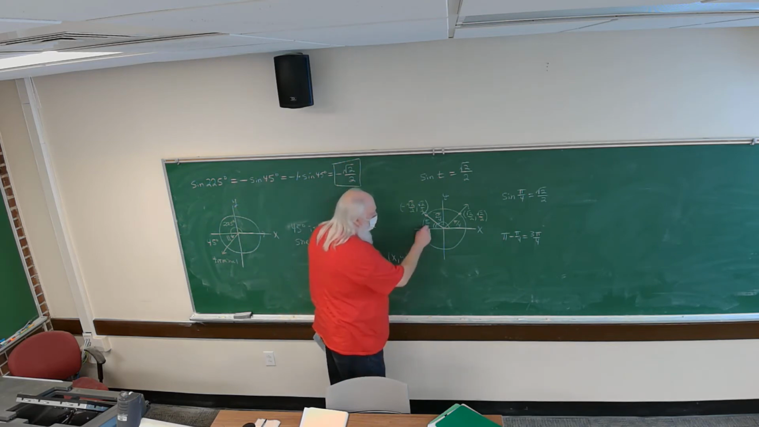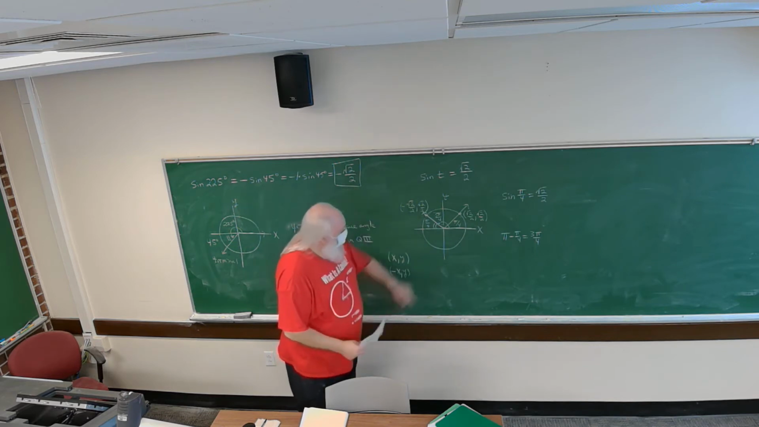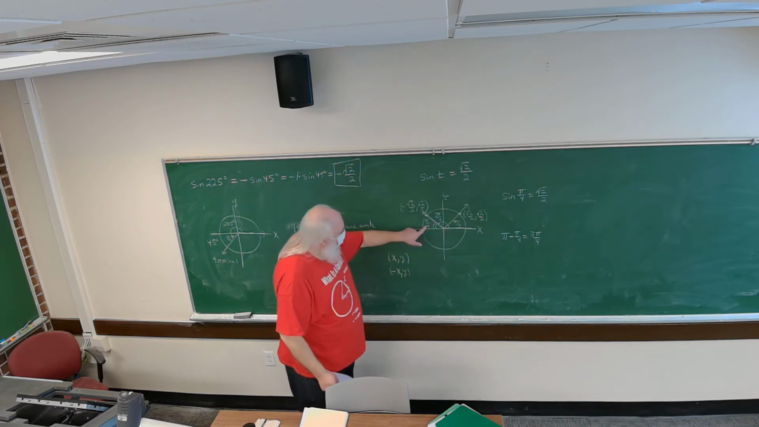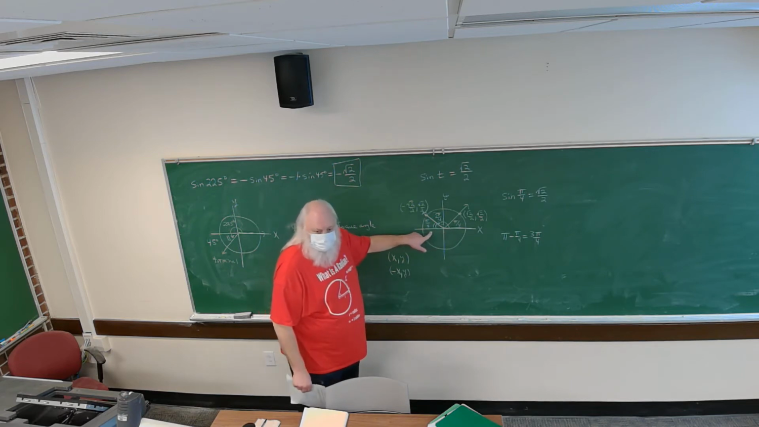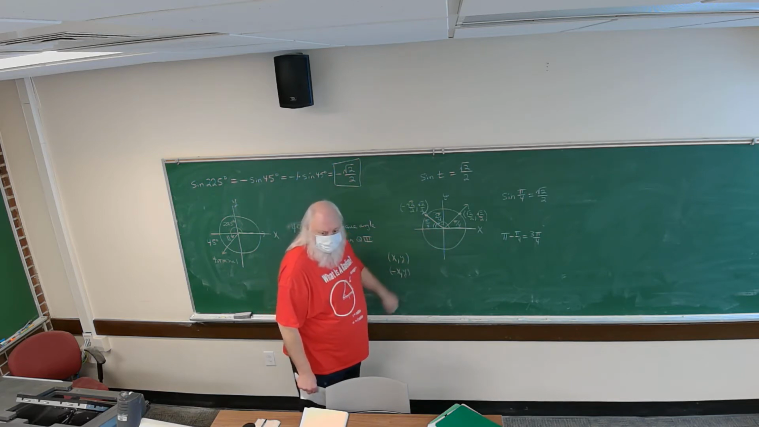And so this angle between the initial side and the terminal side here has to be 3 pi over 4 radians, because 1/2 revolution is pi radians. And when we subtract the reference angle pi over 4 radians, we get the angle 3 pi over 4 radians. 3 pi over 4 radians plus pi over 4 radians equals 1/2 revolution, pi radians.